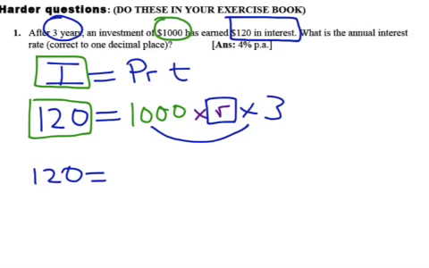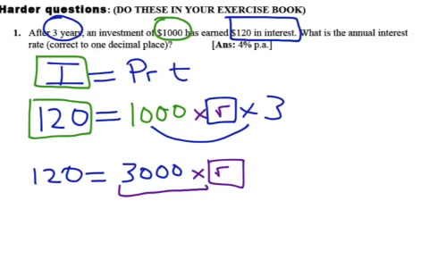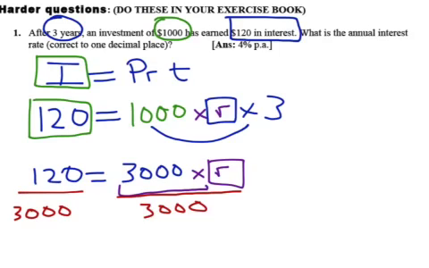Now 1,000 times 3 is 3,000. You've still got the times R there. Now you want to get the R by itself, so the opposite of times 3,000 is divide by 3,000. So you're going to divide this by 3,000 and this by 3,000. You have to do the same thing to both sides.